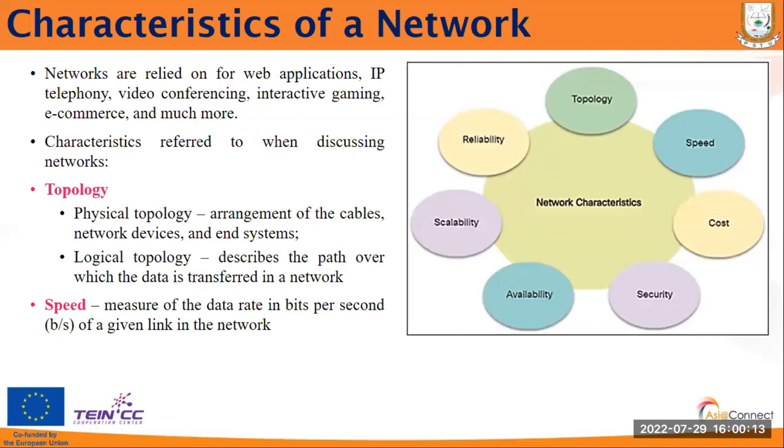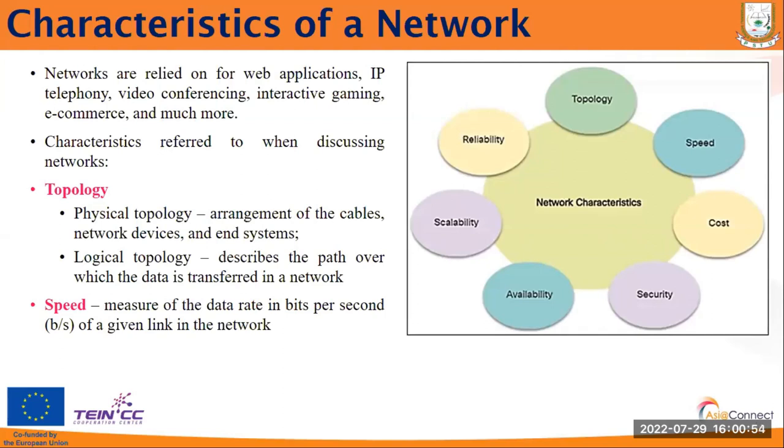There are many key structure and performance related characteristics that must be considered when we discuss networks, that is topology. We know there are two kinds of topologies, that is physical topology and logical topology. Then what is physical topology? Physical topology is an arrangement, right? Arrangement of cables, network devices like routers, switches, and end systems like PCs, tablets, printers, that describe how the network devices are exactly interconnected with wires and cables. Then what is the logical address?